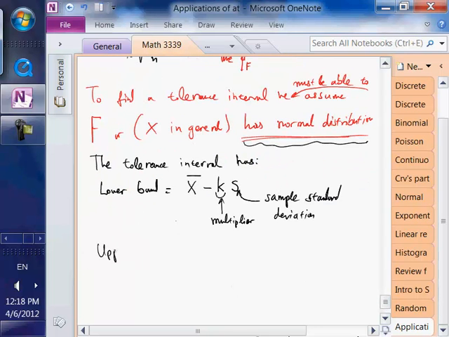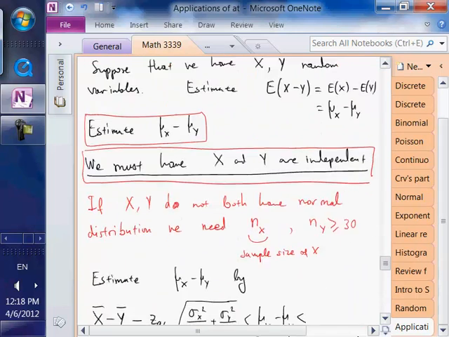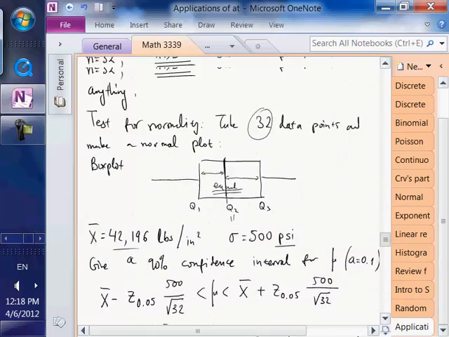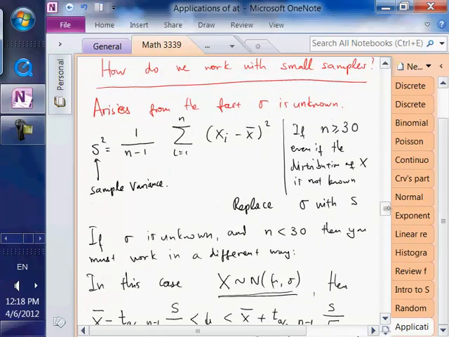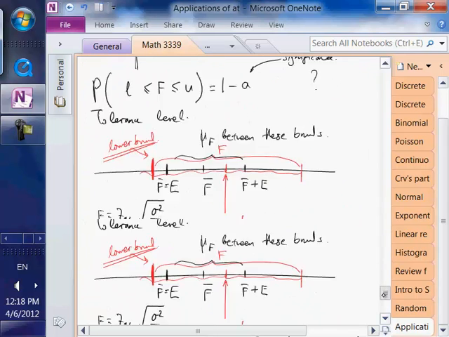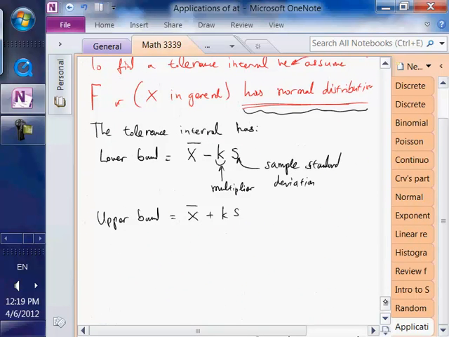The upper bound is x bar plus the multiplier times the standard deviation. That's actually lowercase s. And you remember what that s is. We mentioned it already in the formula above. I'll just try to get this formula here again. That is the formula which we use to evaluate s. And everything now depends on the data.